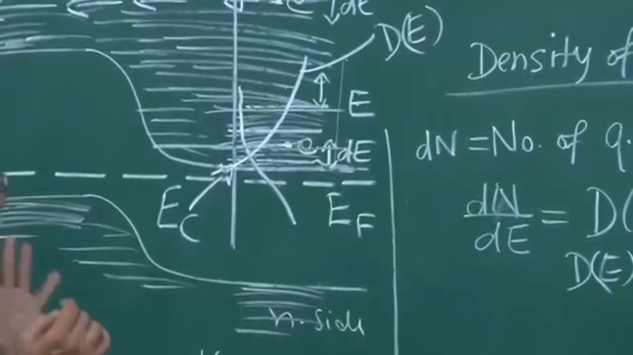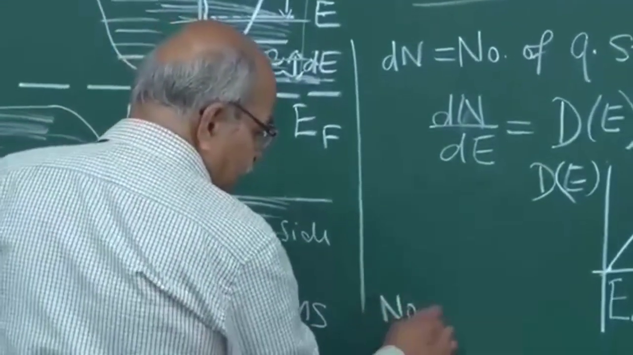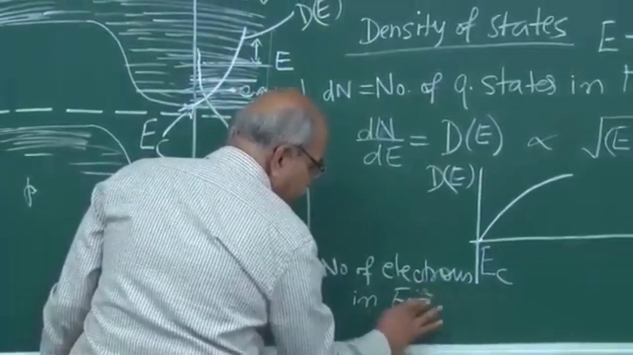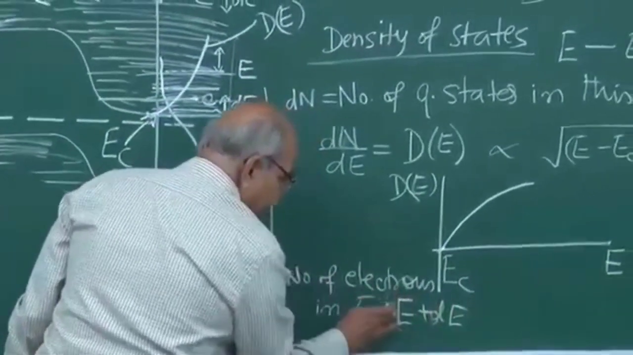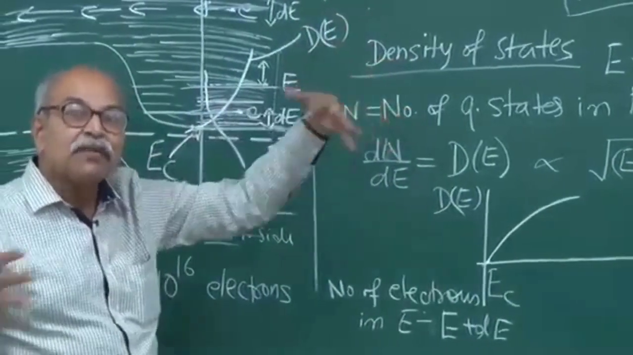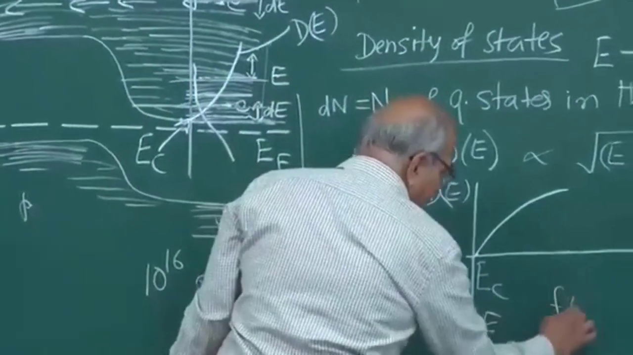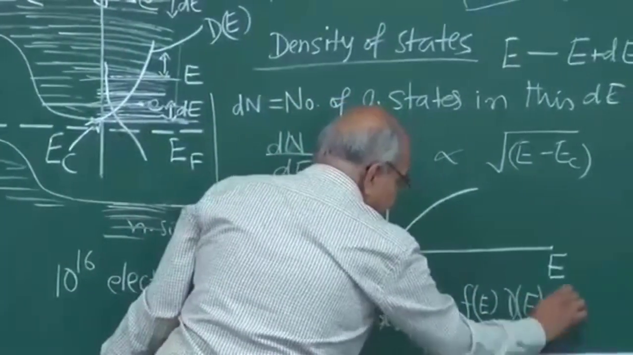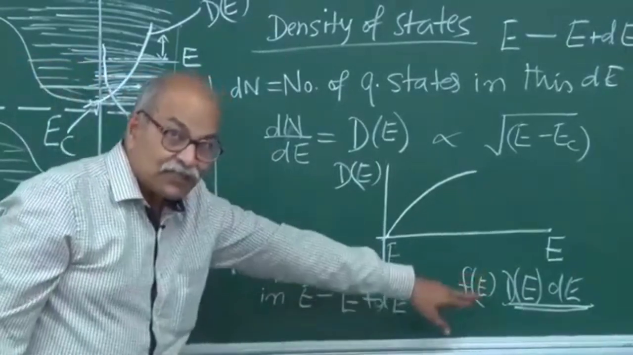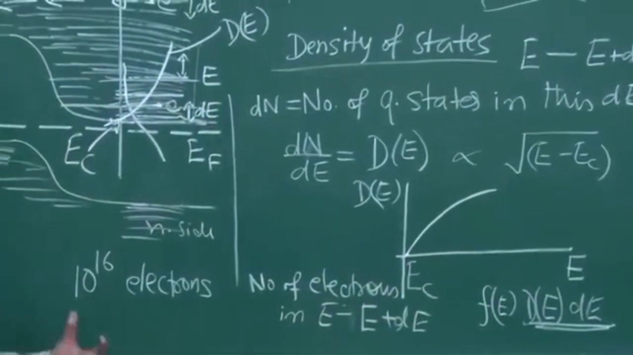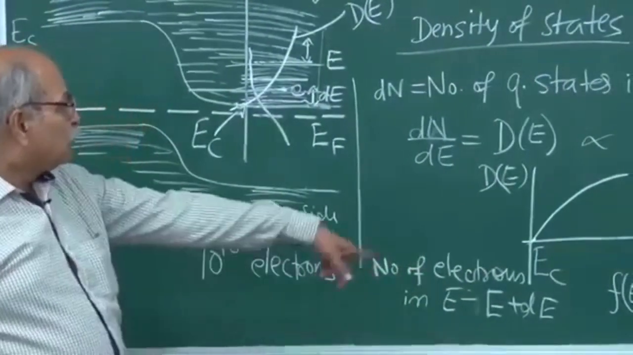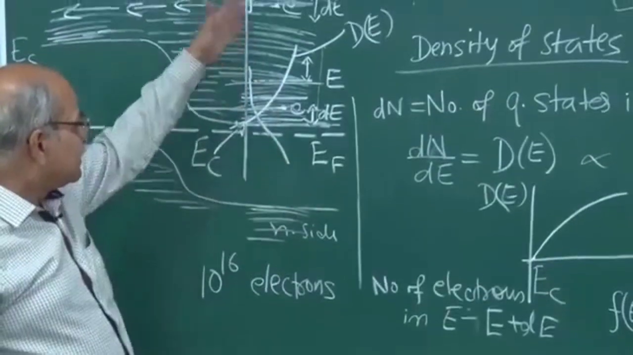So if you want the number of electrons in a given dE, the number of electrons in E to E plus dE, for that you have to take care of both things: the density of states as well as the probability of those quantum states being occupied. So you have to multiply these, and therefore this will be F of E multiplied by D of E and then dE. This gives the number of quantum states in that energy range, and this gives the probability of each quantum state being occupied. So this will be the total number of quantum states occupied, or in other words, the total number of conduction electrons in that dE. So if you do that, one is increasing, another is decreasing as you go up.